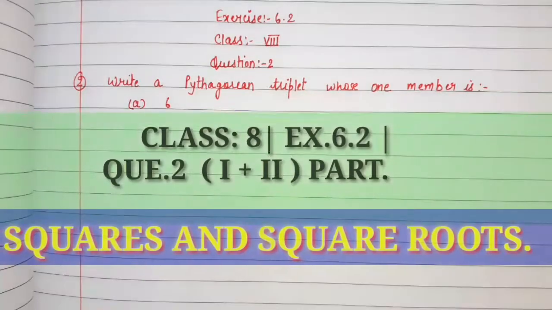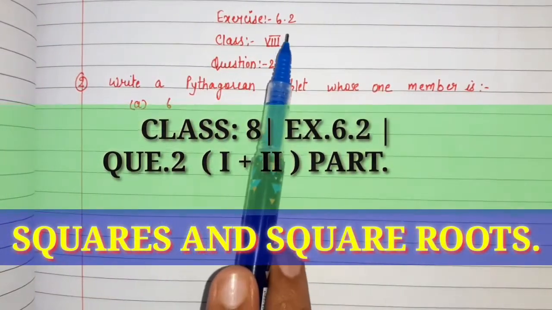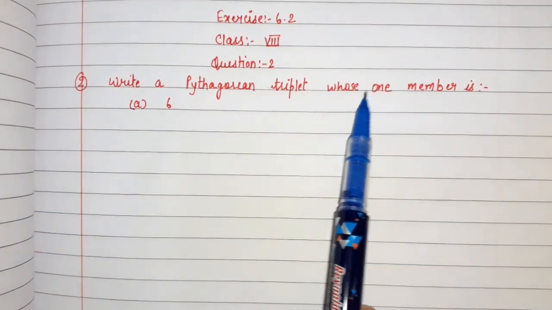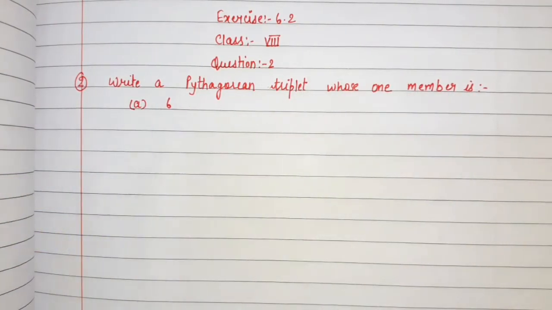Good morning dear students. Today we will do exercise 6.2 question number 2. Write a Pythagorean triplet whose one member is already given, 6.